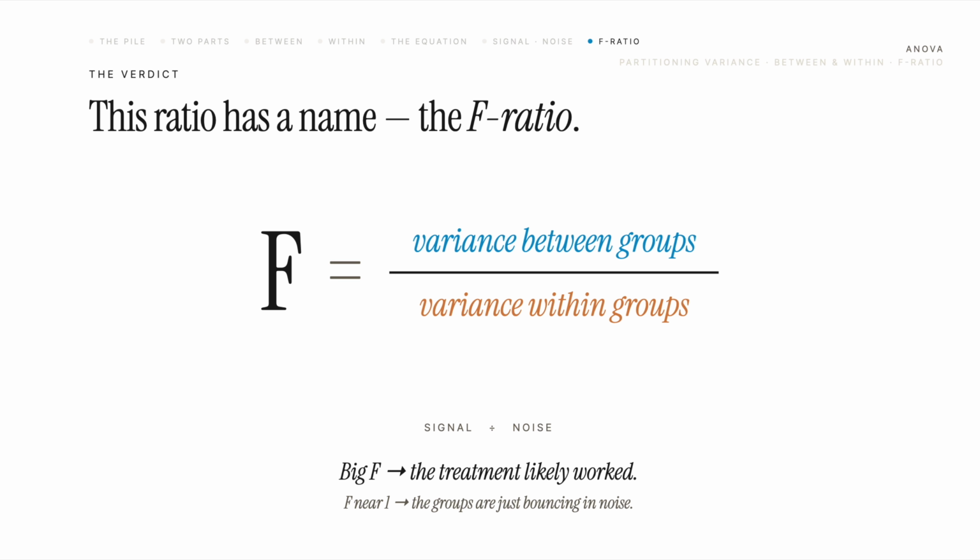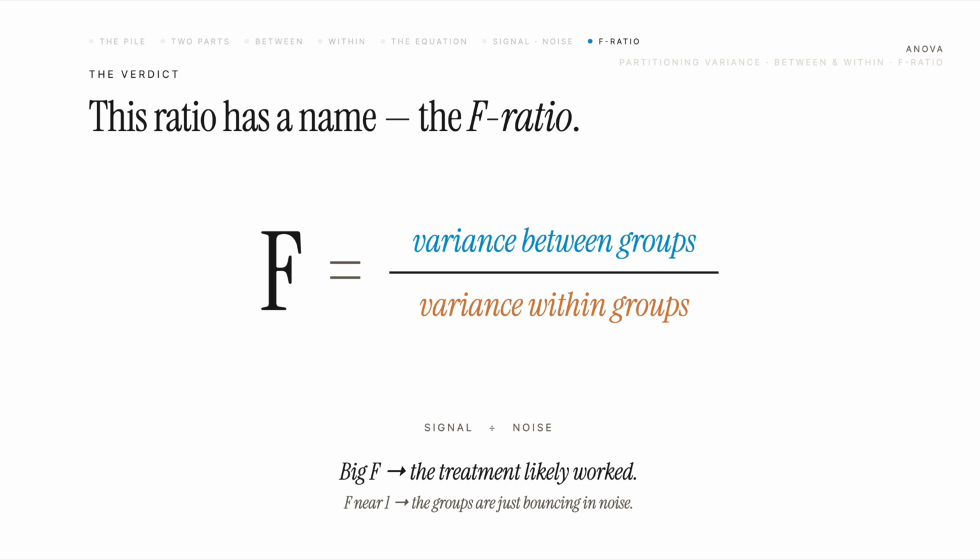Let me synthesize this before we move on. You have multiple groups. You want to know if they're different. You can't run multiple t-tests because the family-wise error rate skyrockets. Instead, you run one ANOVA that tests all groups simultaneously. ANOVA partitions total variance into between group variance and within group variance. The between group variance is the signal. The within group variance is the noise.